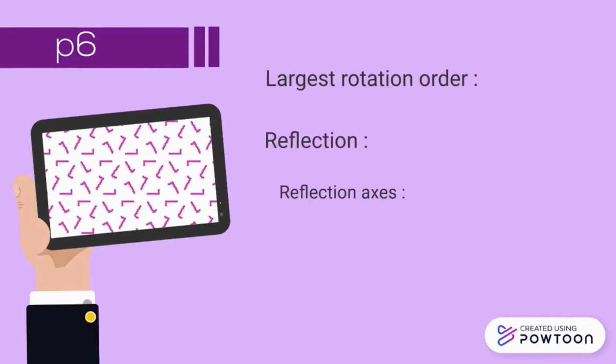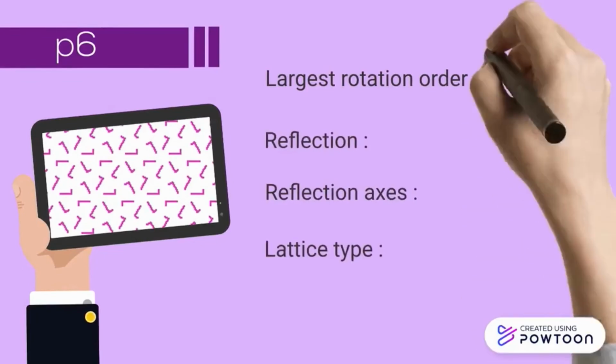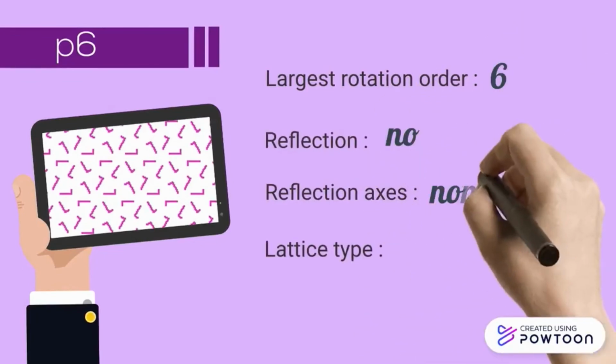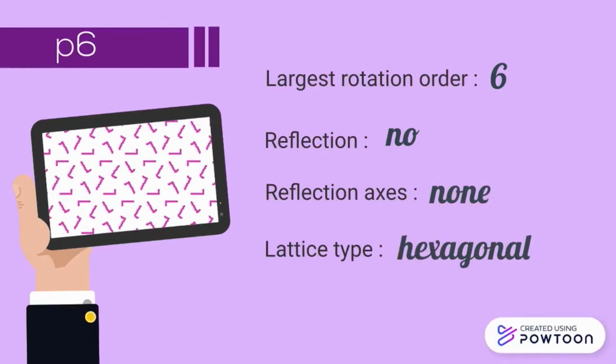P6 contains 60 degrees rotations, that is, rotations of order 6. It also contains rotations of order 2 and 3, but no reflections. Its lattice is hexagonal.